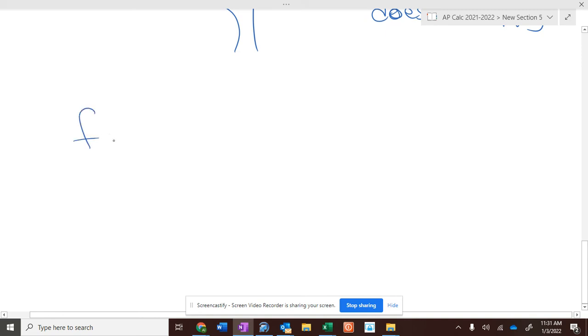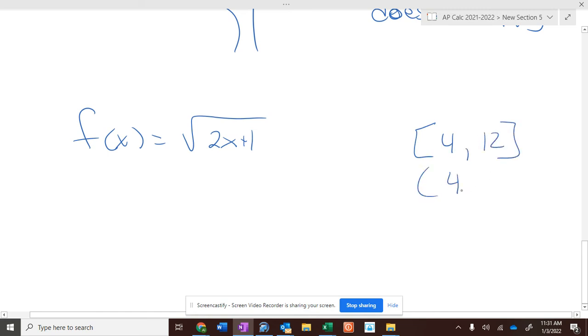Let's do a function with a square root this time. So f of x equals the square root of 2x plus 1 from 4 to 12, which includes 4 to 12. Okay. Now, is this continuous from 4 to 12? If you put in a 4, what are you going to get? 3. If you put in a 12, what are you going to get?